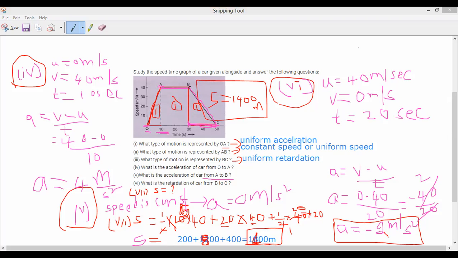Whatever the question will come from this graph, it is uniform. If it is a speed versus time graph going like this, it is uniform acceleration. If it is a constant line, zero acceleration. If it is a decreasing straight line, it is decreasing acceleration, meaning retardation. Then if you want to calculate total distance, you have to find the area of this body. That's all. Nothing else is there. If you find the area of this shape, then you will get the answer. Understand, Pradosh? Yes, sir.